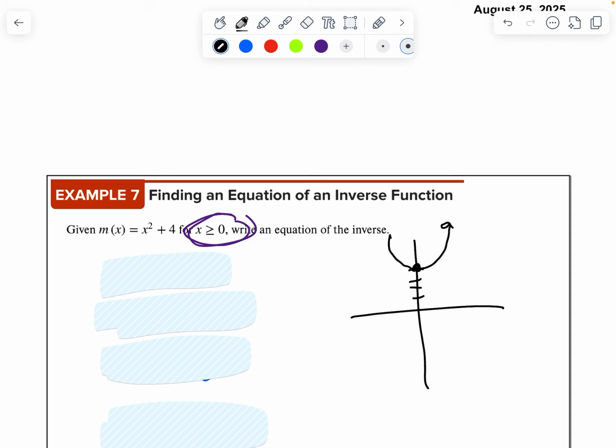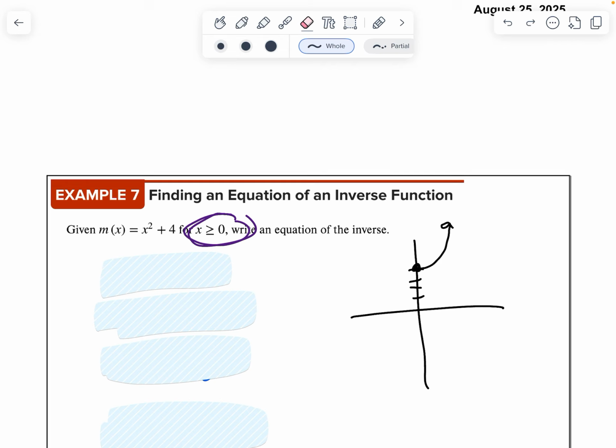So we had a graph that looked like this. If we're only keeping everything x greater than or equal to 0, that's everything from here forward. We're basically chopping off the left side. And by doing so, we do have something that now passes the horizontal line test. You see that?